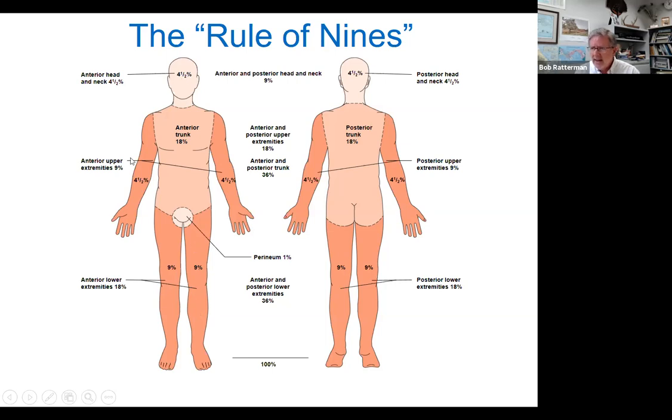So when you tally up all of the anterior body surface, that's going to equal 50%, the posterior 50%, for a total of 100% surface area. And so you can see where the term rule of nines comes in. So it's sort of like a derivative or multiple of nines or half of nine. So that's how physicians basically assess quantitatively the extent of the burn.